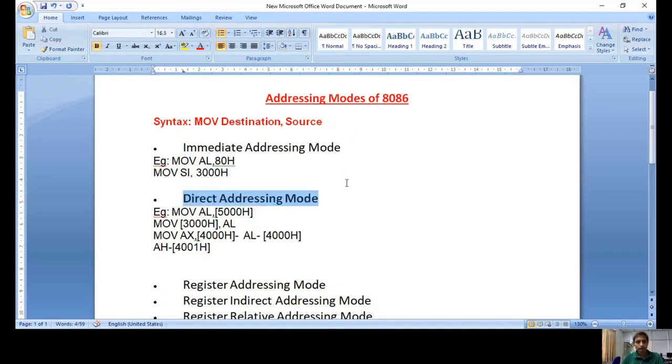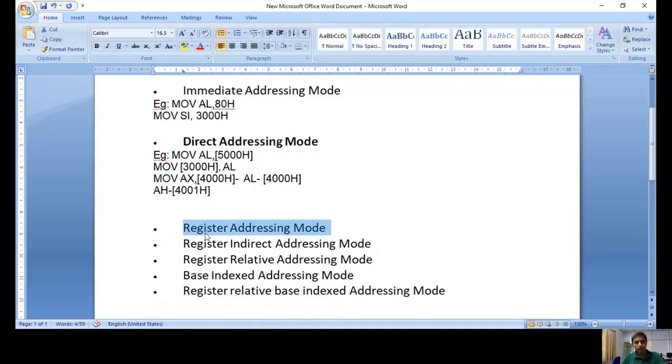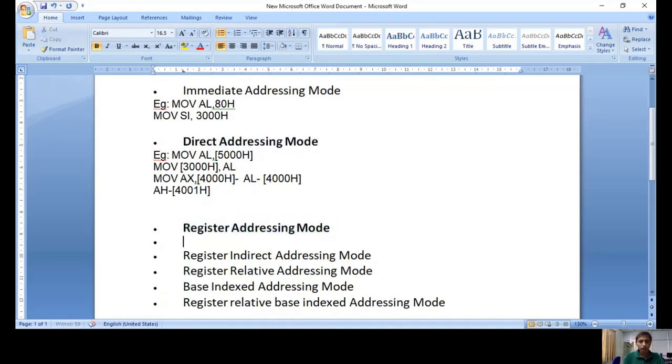Let us see the other one, register addressing. Let us see what register addressing is. In register addressing mode, the source operand and the destination operand are both registers.